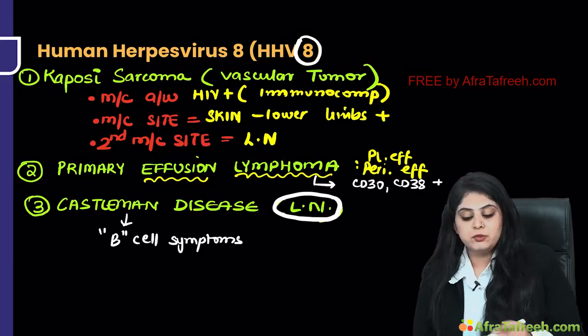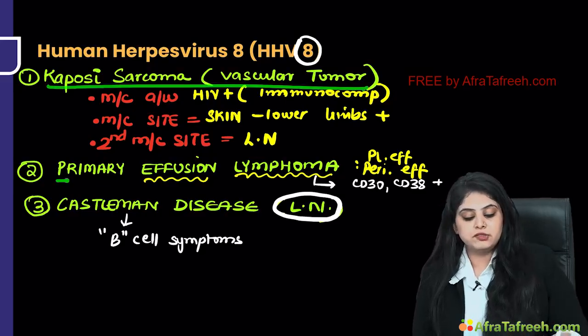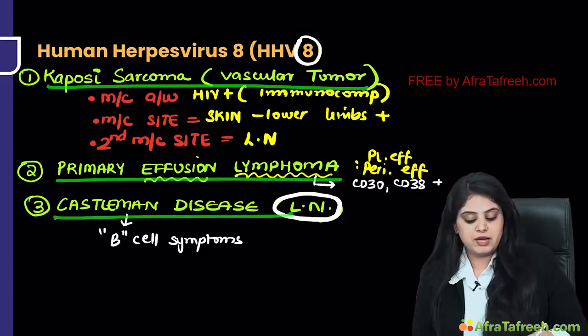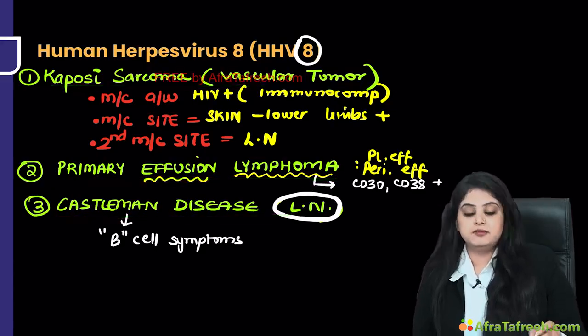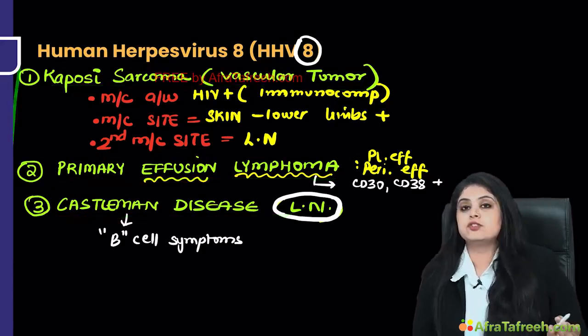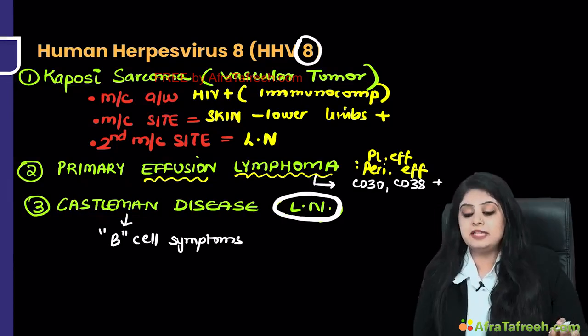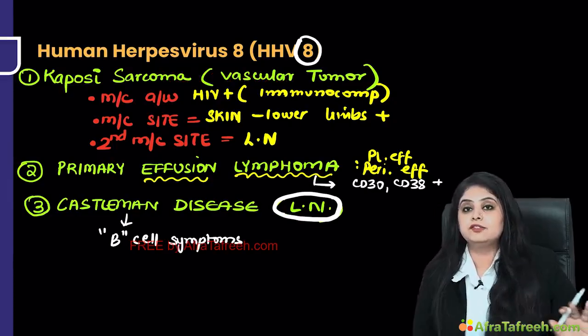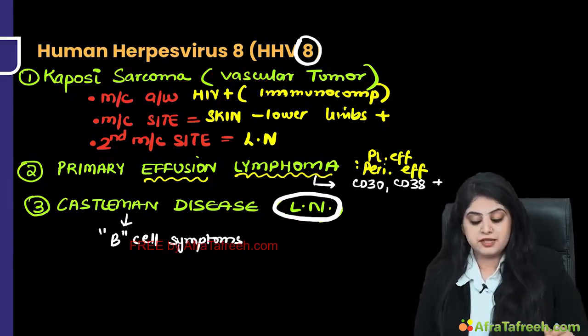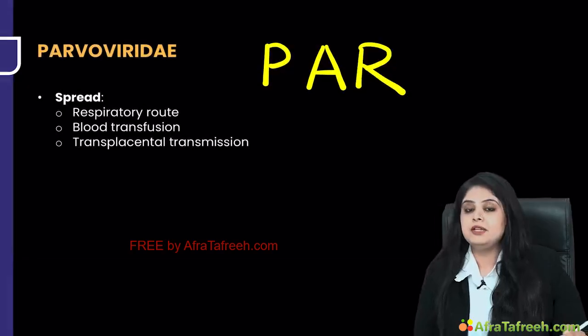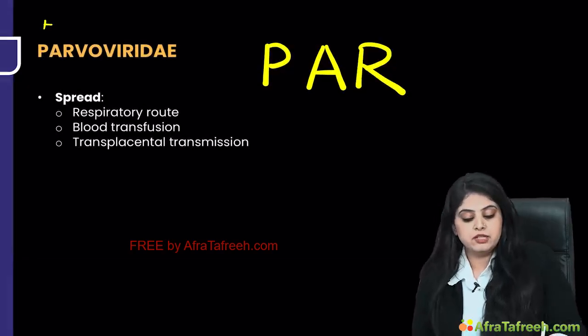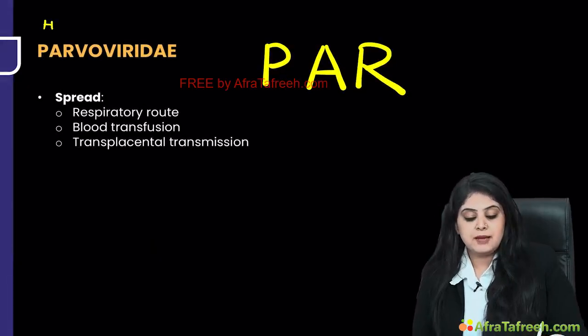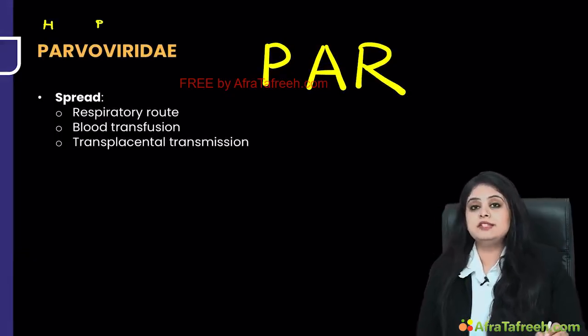Coming back, human herpes virus 8 causes Kaposi's sarcoma, primary effusion lymphoma, and Castleman disease, and we have done all the salient features of each. That wraps up which family? The entire human herpesviridae family is sorted. We were doing the DNA viruses, we were doing the HAPPY mnemonic. The herpesviridae is done.